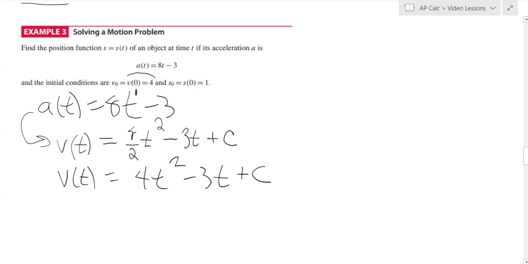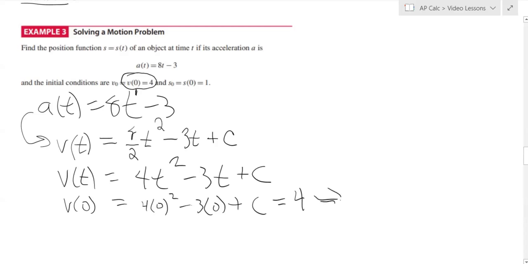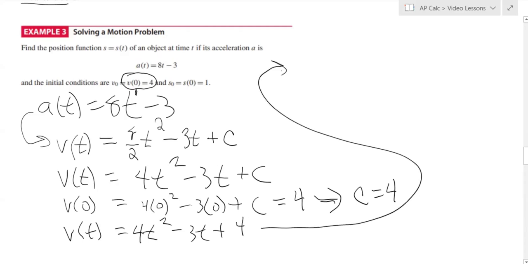We can get the particular solution using the initial condition that v of 0 equals 4. So v of 0 equals 4 times 0 squared minus 3 times 0 plus c equals 4. So that implies that c equals 4. Now we're not done here because we can write the particular velocity function, which is 4t squared minus 3t plus 4. Okay. Now we could take the velocity function and get its antiderivative to get the position function.